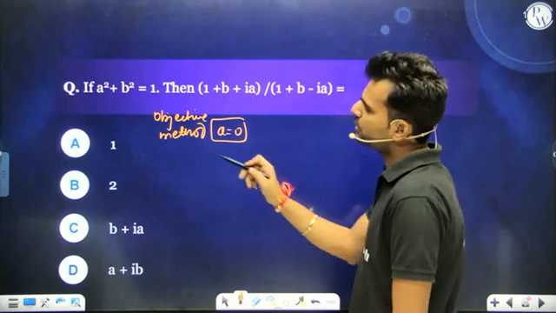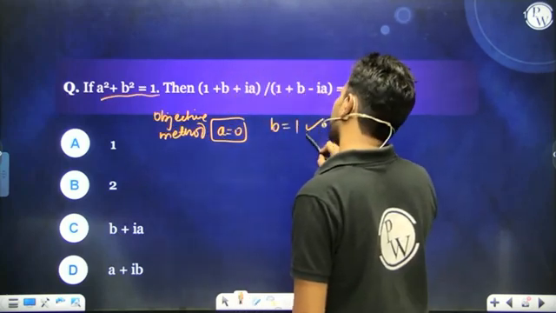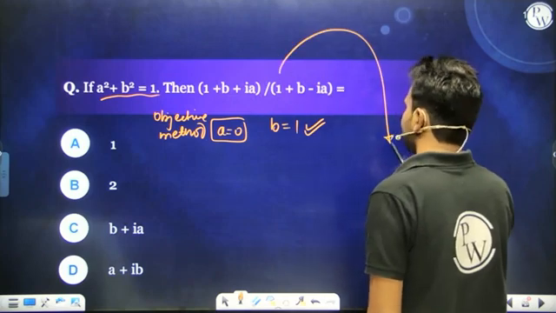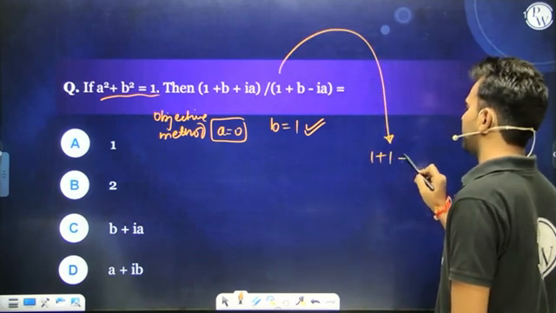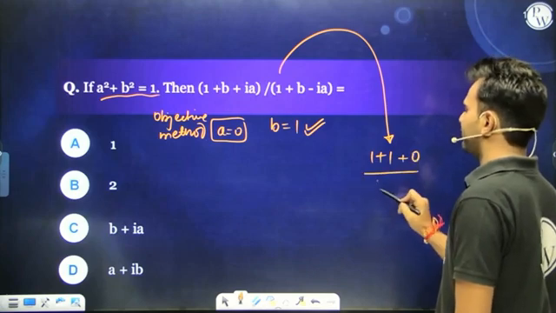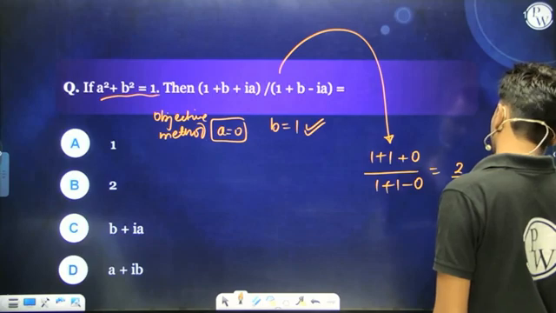Let's say we take a as 0. Then from this equation the value of b can be either 1 or minus 1. Let's say the value of b is minus 1. Now in that case, the complex number is going to be how much? 1 plus 1 plus 0 divided by 1 plus 1 minus 0, that is equal to 2 upon 2, that is equal to 1. Yes or no?